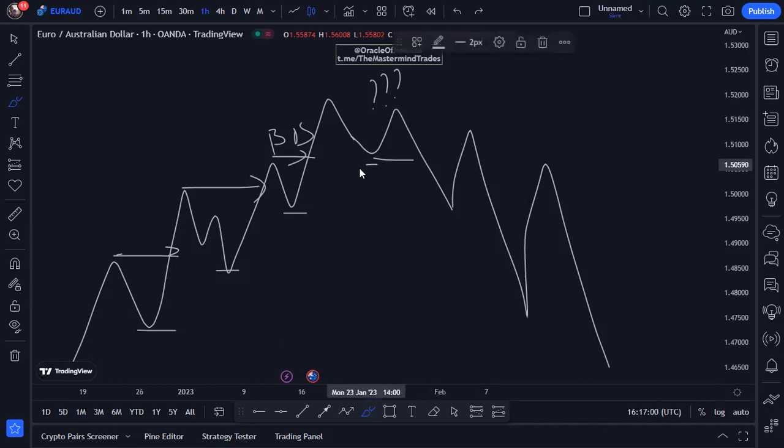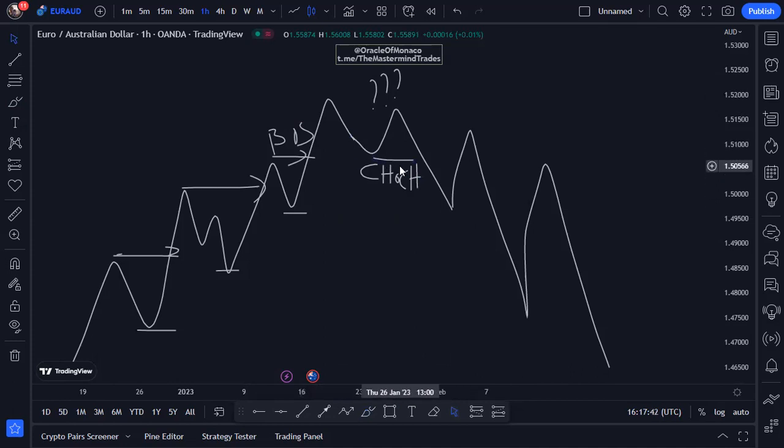So before your change of character, you are most likely going to see first a break of structure. Now, this basically just tells you that we are coming from a previous trend. And then secondly, you begin to see that this previous trend, as it is in this case an uptrend, fails to create new highs or lows: highs in an uptrend, lows in a downtrend. And then you have a break of structure for a reversal right here to be our change of character.